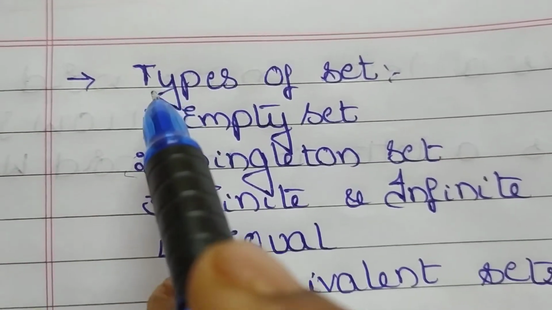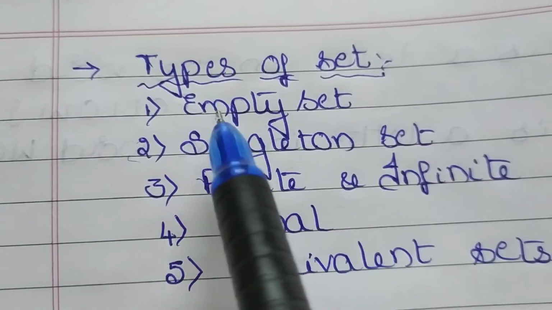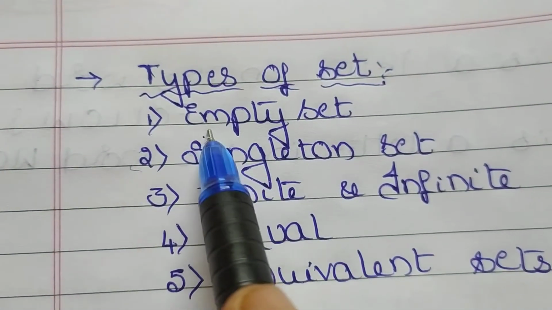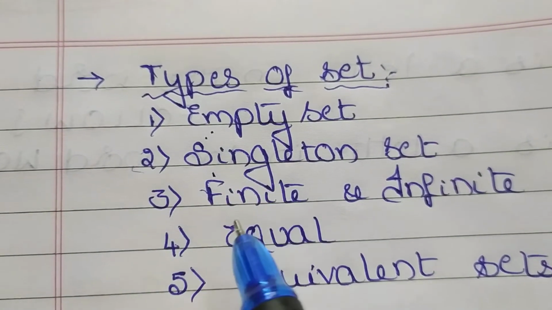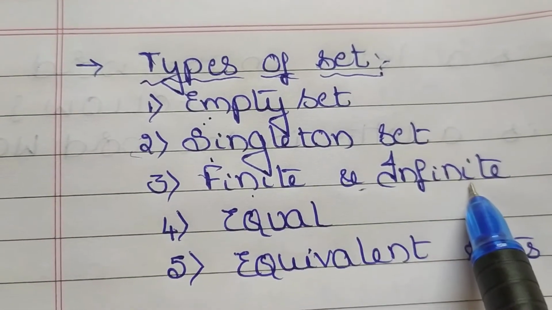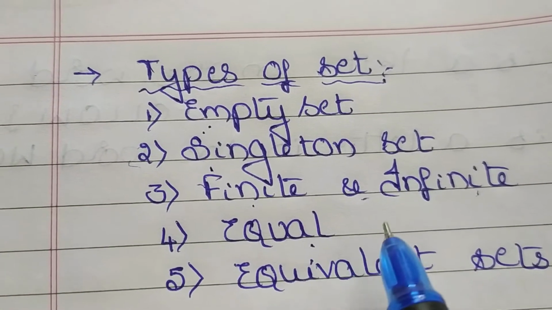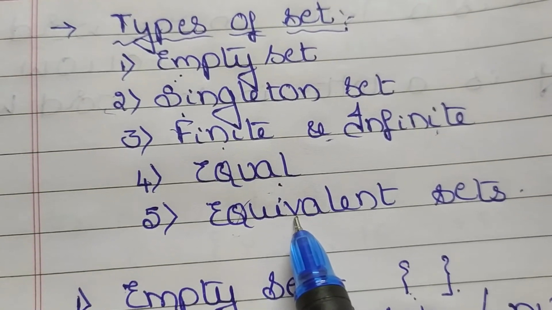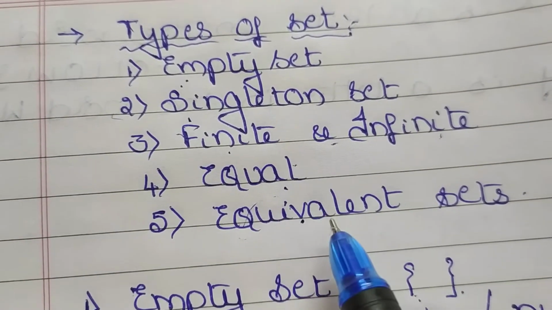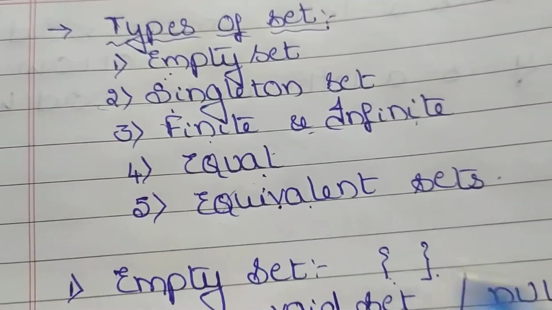Today we are going to learn about the different types of sets. In this we are going to learn what you mean by an empty set, what you mean by a singleton set, what finite and infinite sets are, what equal sets are, when we can say that two or three sets are equal, and what equivalent sets are. There is a difference between equal sets and equivalent sets. So let us learn one by one.